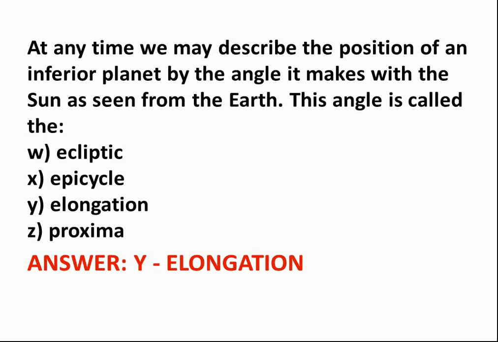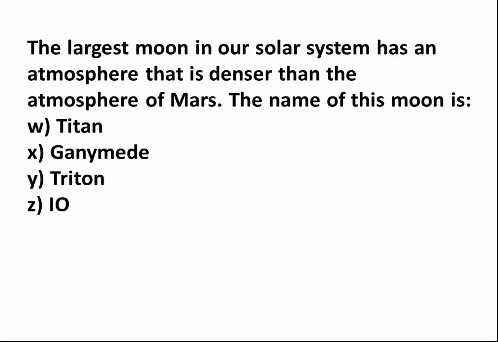Answer: Y. Elongation. The largest moon in our solar system has an atmosphere that is denser than the atmosphere of Mars. The name of this moon is W. Titan. X. Ganymede. Y. Triton. Z. Io.